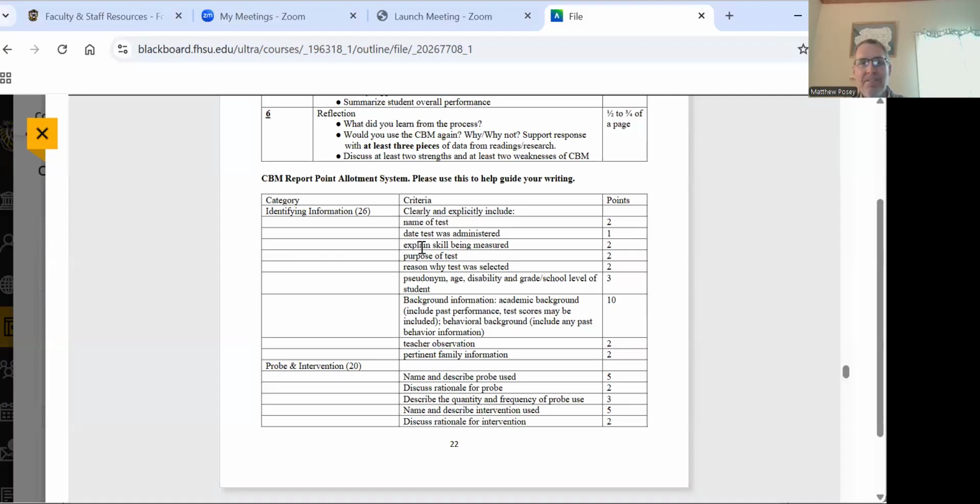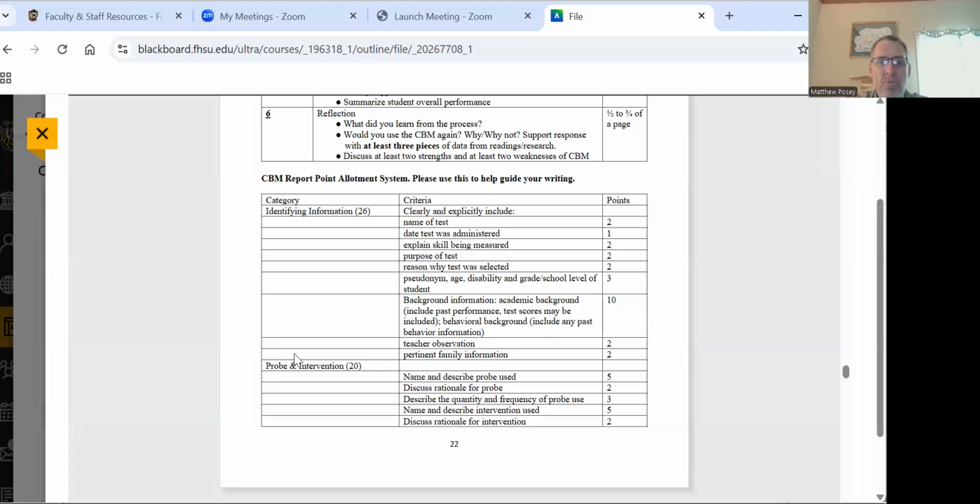You're going to talk about the name of the CBM, the dates. You're going to have multiple dates, right? Because you administered that probe multiple times. You're going to talk about the skill that's being measured, the purpose of it, why you selected that probe, and then you're going to describe the student: their grade level and their background. If it is the same student, remember, you can use that same background information from your previous reports. So you don't have to reinvent the wheel. You can use that same info.